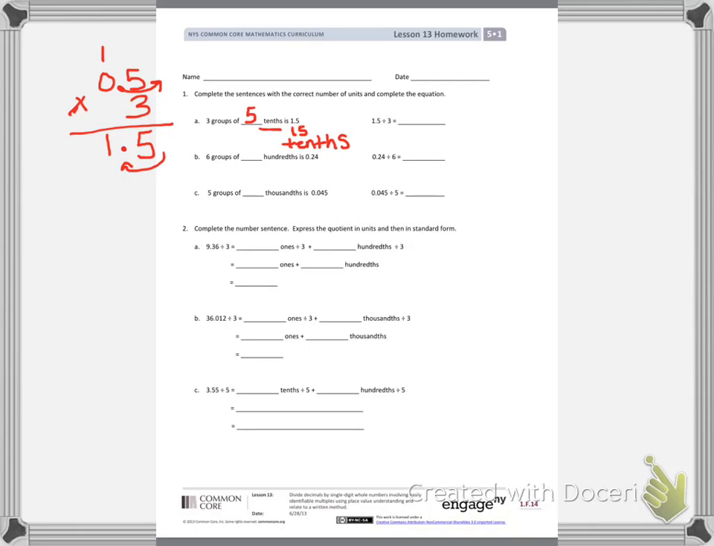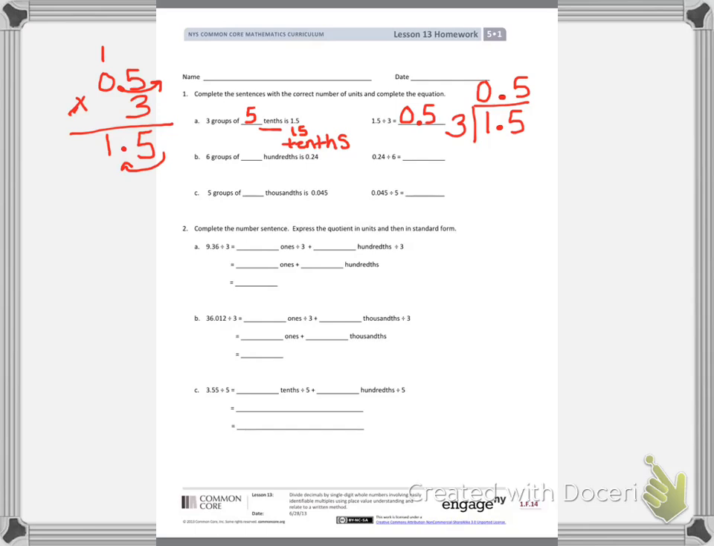Looking at the right-hand side now, we have the problem 1 and 5 tenths divided by 3. If I took 1 and 5 tenths and divided by 3, I would need to move the decimal point up. We know 3 can't go into 1, so 3 goes into 15 5 times, for an answer of 0 and 5 tenths. So 1 and 5 tenths divided by 3 is 0 and 5 tenths, or 3 groups of 5 tenths would be 1 and 5 tenths.